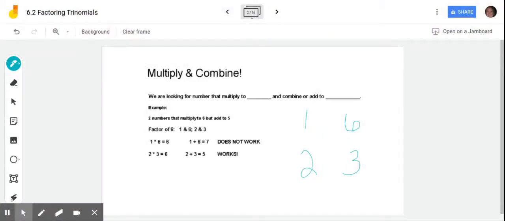So now you need which two sets of factors, or which two numbers, add to 5. 1 times 6 is 6, but 1 plus 6 is not 5. 2 times 3 is 6, and 2 plus 3 is 5. So they multiply to 6, but add to 5.